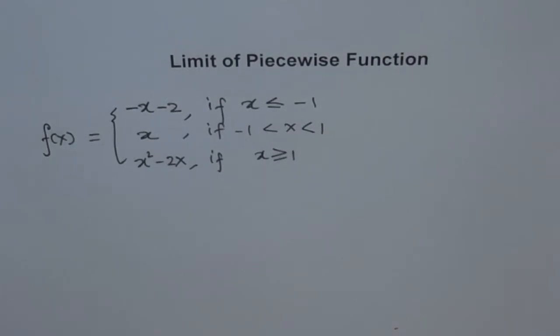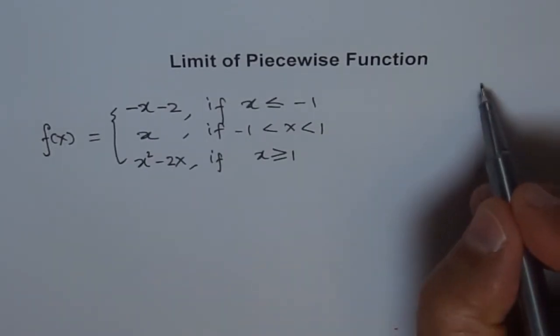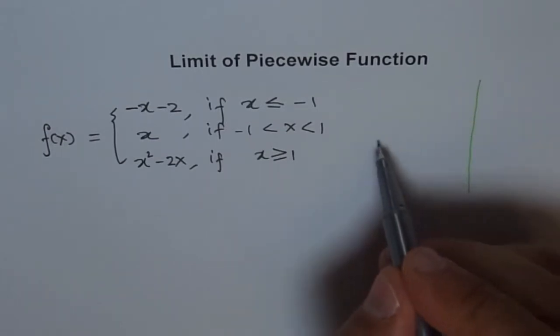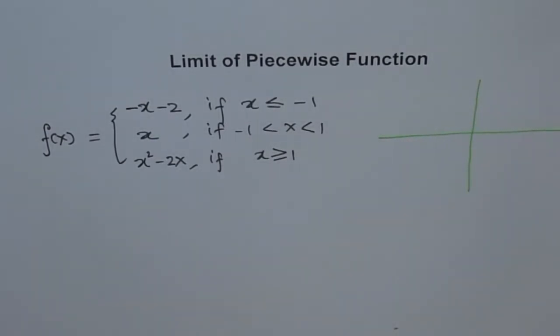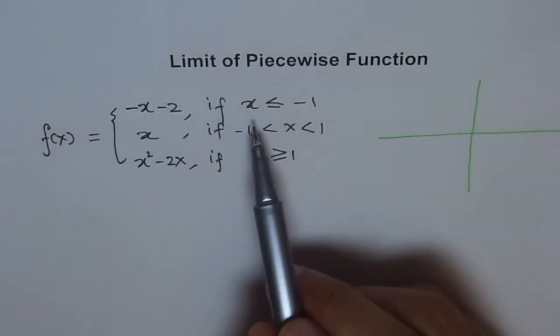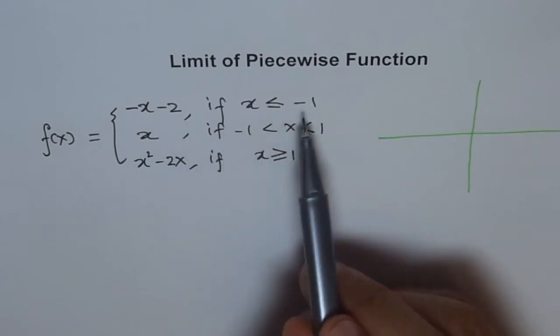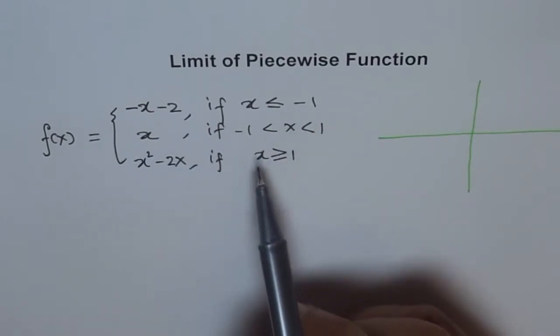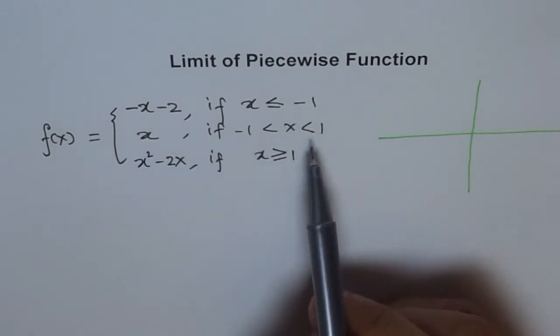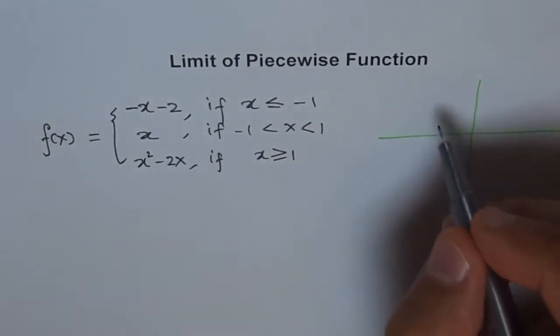So first thing is, it's better if you can sketch your function, right? So let's try to sketch our function. Now when you're trying to sketch the function, look for the points where there could be discontinuity. So you have split the domain into parts from minus infinity to minus 1, and then from minus 1 to 1, and then from 1 to infinity. Okay, so these are our sections.